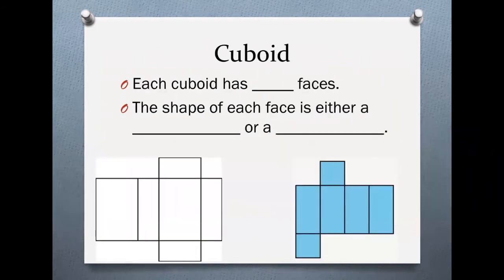So students, do you know how many faces a cuboid has? Each cuboid has 6 faces. Do you know the shape of the faces? The shape of each face is either a rectangle or a square.